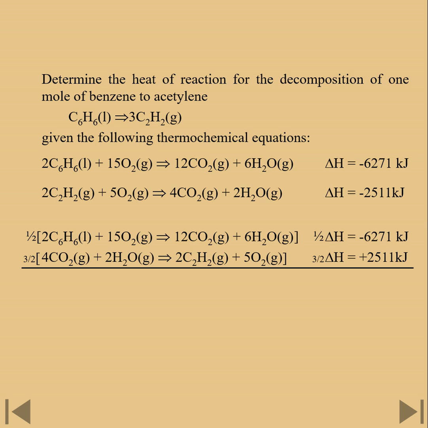Now, when I go to add them together, sure enough, all of those oxygens and all those carbon dioxides and waters cancel to leave me simply 1 benzene goes to 3 acetylene, and here's the enthalpy change, a positive 631 kilojoules. Does our answer make sense? Should it be positive? Well, this time it's not really easy to predict. So at this point, I really don't have a lot to go on. So I'm just going to say it seems reasonable, and hope I haven't made some simple mistake that's given me a close but a wrong answer.